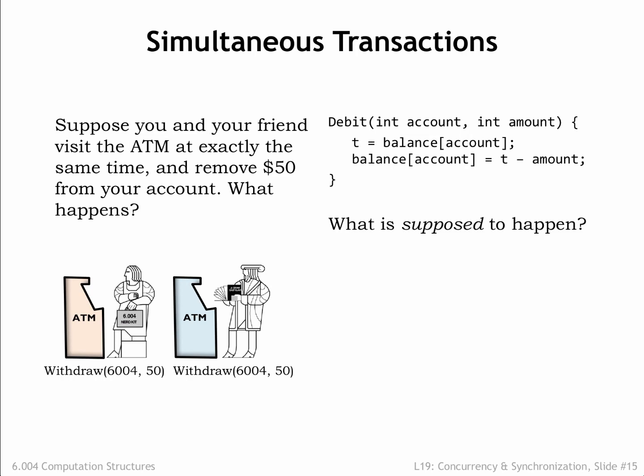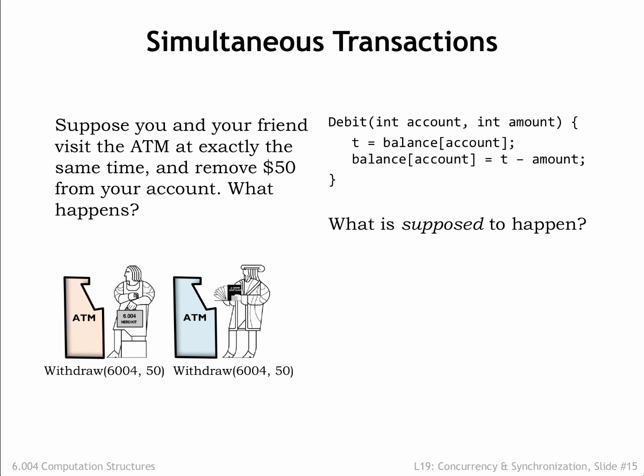Let's take a moment to look at a different example. Automated teller machines allow bank customers to perform a variety of transactions: deposits, withdrawals, transfers, etc. Let's consider what happens when two customers try to withdraw $50 from the same account at the same time.